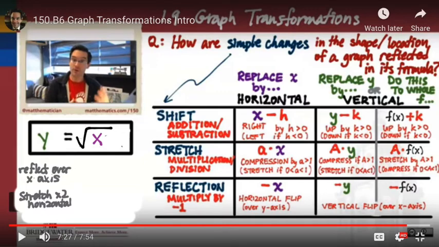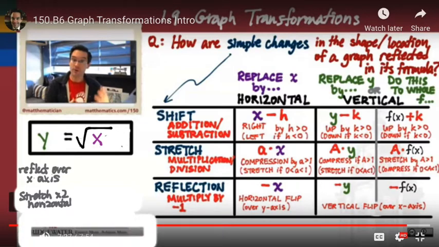And then let's say that I also want to shift it. Let's say I want to shift it down, and let's say I shift it down by 5 units. So let's say I want to do all 3 of these things to the graph of y equals the square root of x. So based on the information that's in this table, how would I begin?